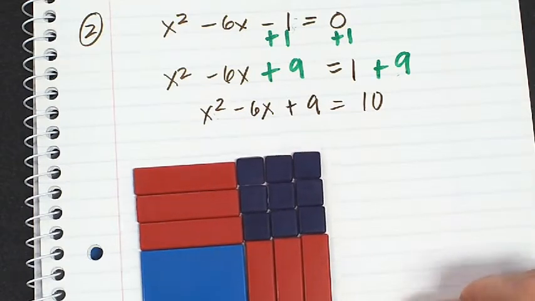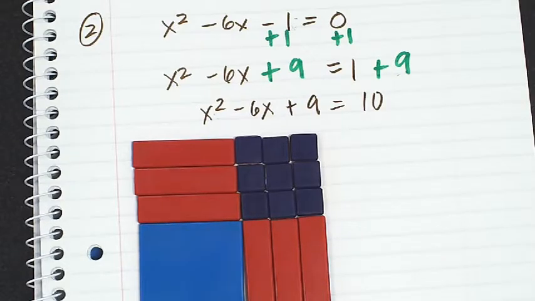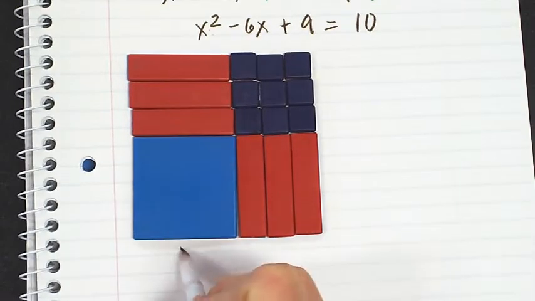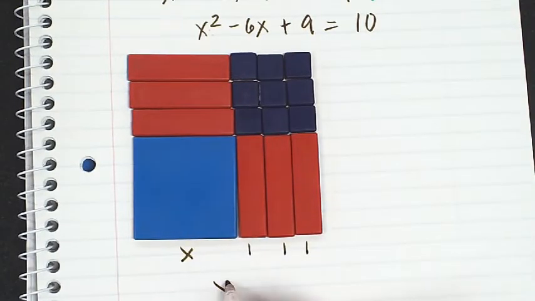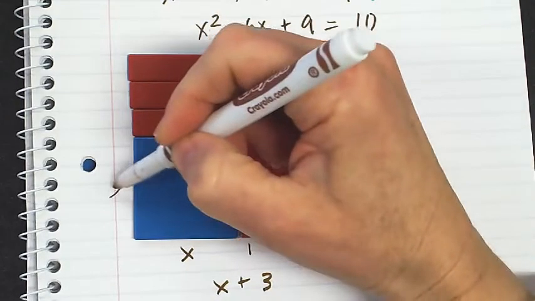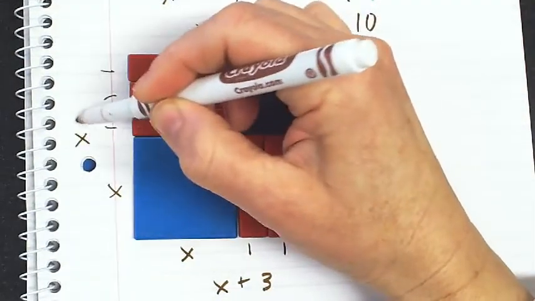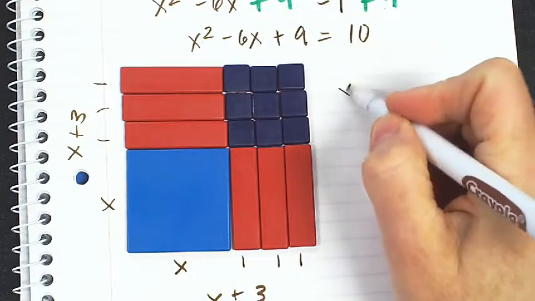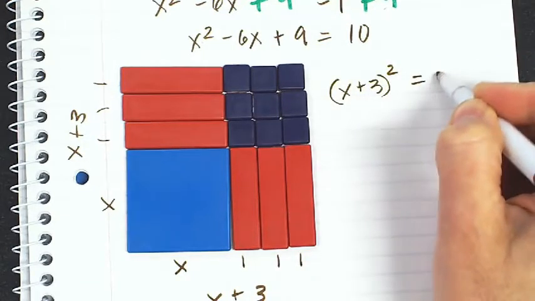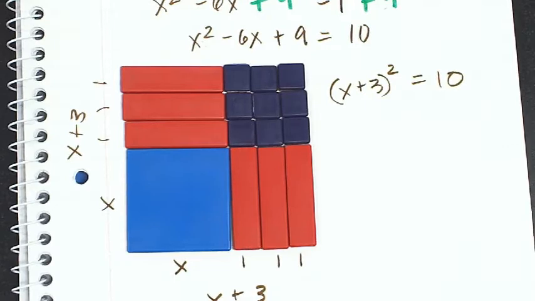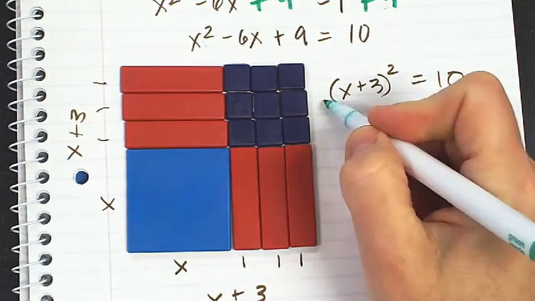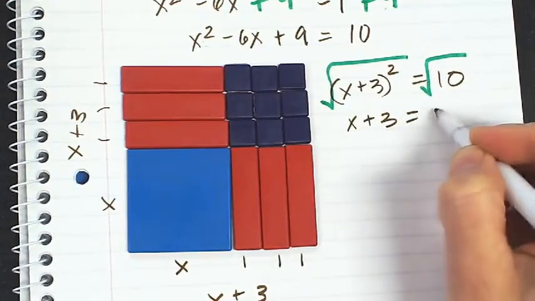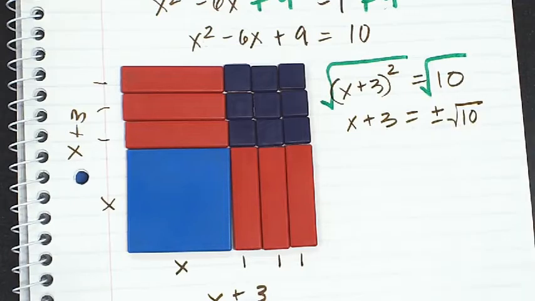So now I'm going to look at this and ask myself, what is the length and what is the width of this square? The length is x plus 3, and the width is x plus 3. So then this is the sum as a product. This would be x plus 3 squared equals 10. And I'm just going to solve that by taking square roots. So opposite of squaring, take the square root. That gives me x plus 3 equals plus or minus square root of 10.